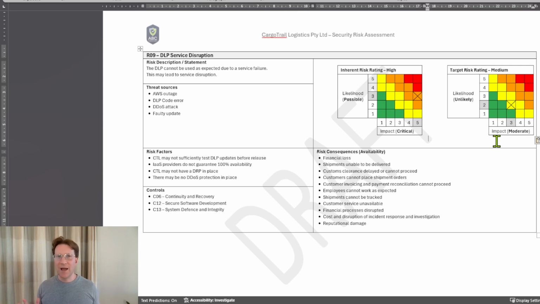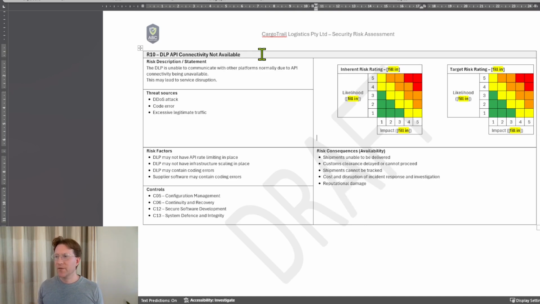But if we do have a service disruption, it's still similar to the AWS tenancy being compromised and a DLP vulnerability being exploited. If we have any real issue with this core fundamental system, we cannot really reduce the impact below a certain level, which I'm saying is moderate because of just how important it is.